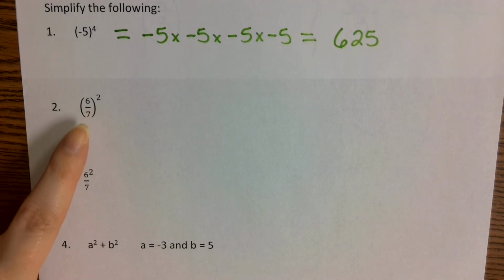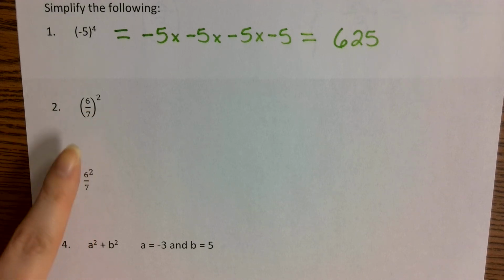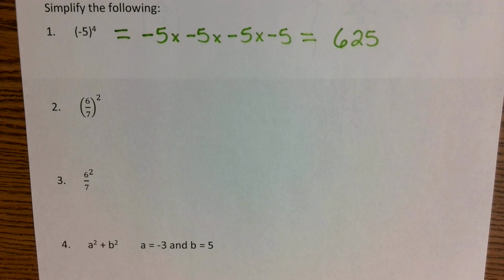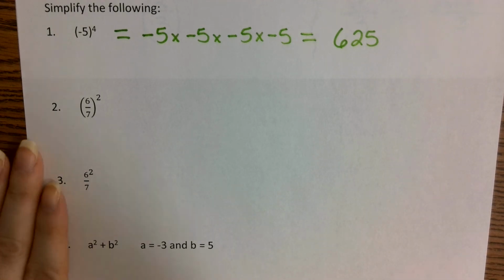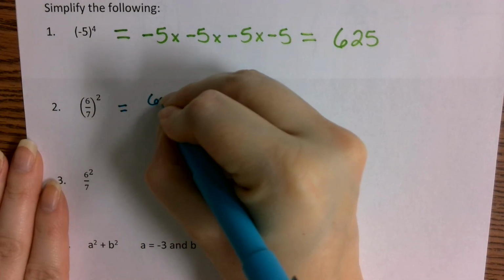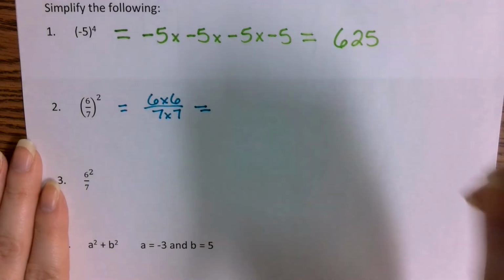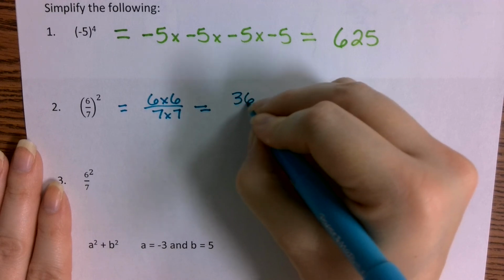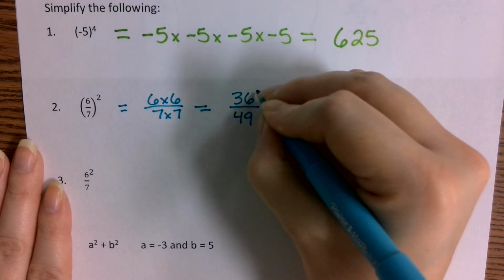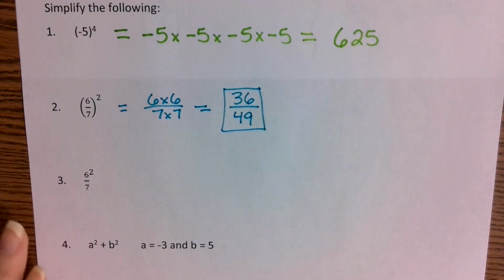When we've got 6 over 7 inside parentheses and it's raised to the second power or it is squared. Bridget? 36 over 49. You are going to legit just multiply 6 times 6 over 7 times 7. That's what it is. And 6 times 6 is 36. 7 times 7 is 49. You get 36 over 49.